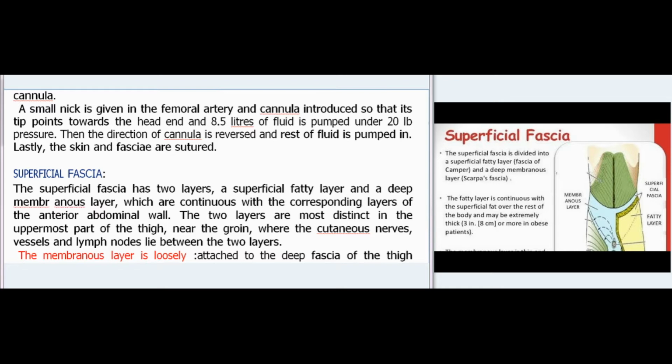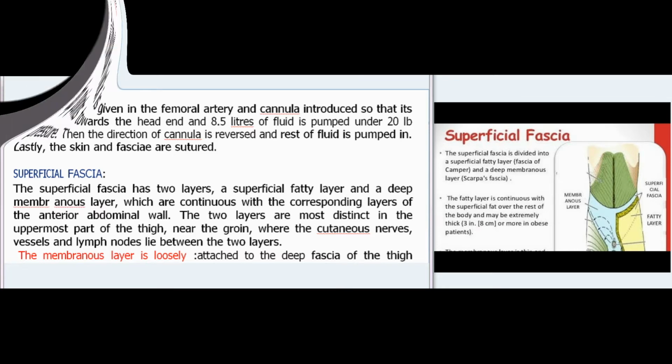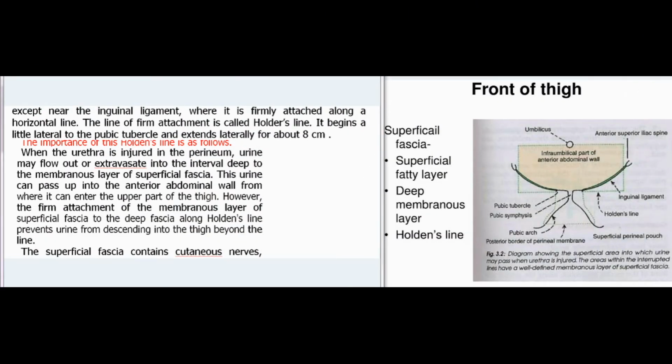The membranous layer is loosely attached to the deep fascia of the thigh except near the inguinal ligament, where it is firmly attached along a horizontal line. The line of firm attachment is called Holden's line. It begins a little lateral to the pubic tubercle and extends laterally for about 8 cm.